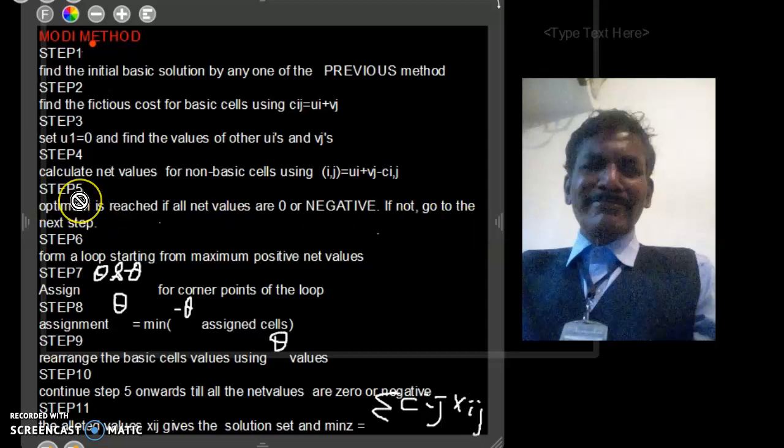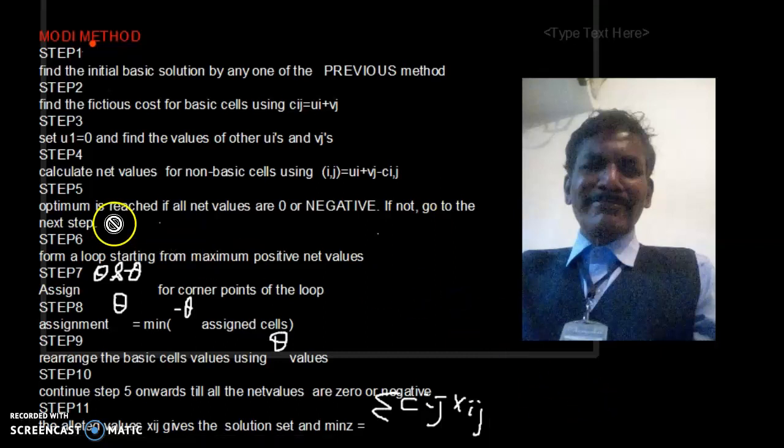The fifth step is a very important step because we have to look into all the net values calculated in step number 4 and see whether all of them are 0 or negative. If all of them are 0 or negative, then we have reached our optimum, that is, minimum among minimum. If not, that means if any positive values are occurring there, then we have to go to step number 6.